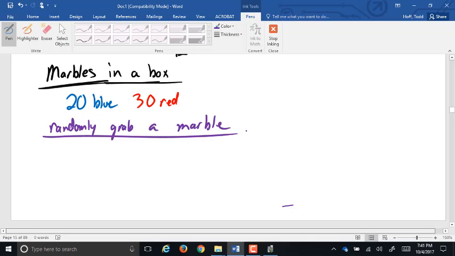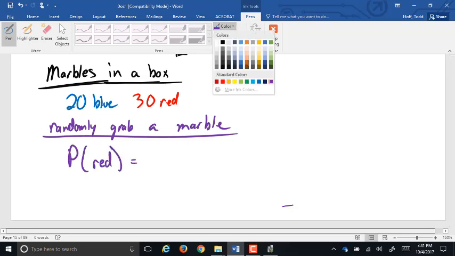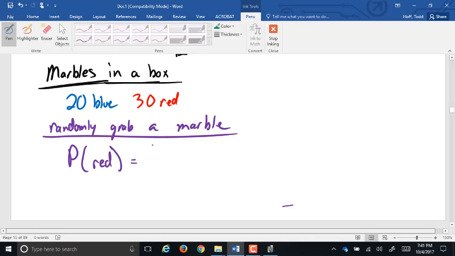And now this wording is actually very important. What is the probability that the marble we are going to grab is red? Well, how many red marbles are in there? 30. How many total marbles are in there? 50. So that's 0.6 or 60%.